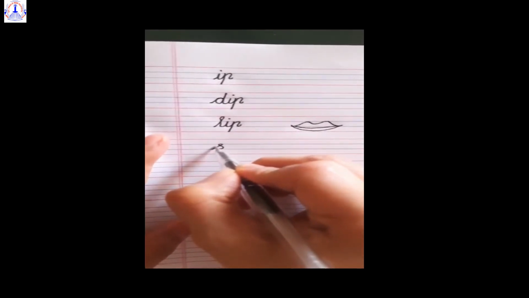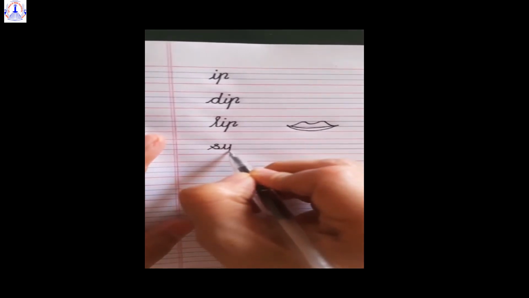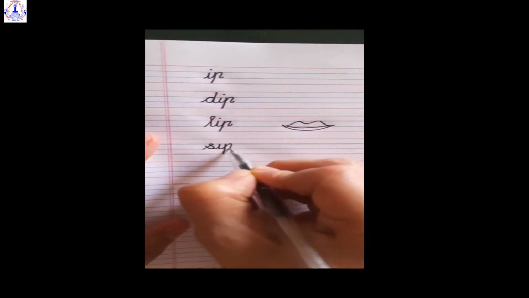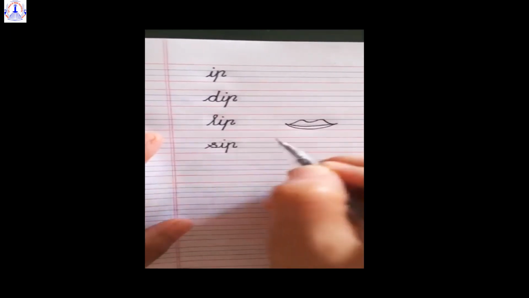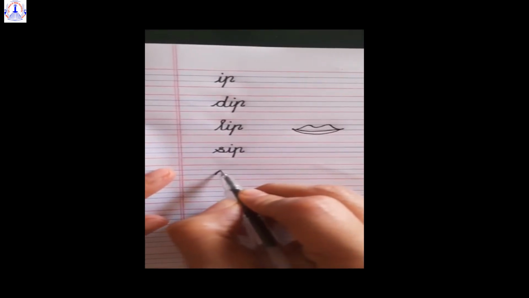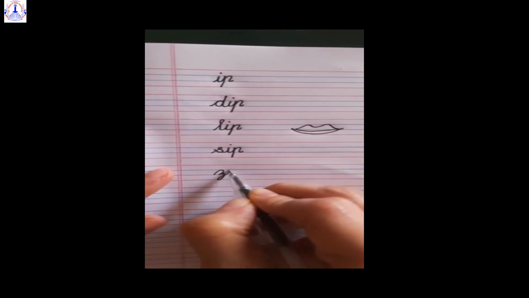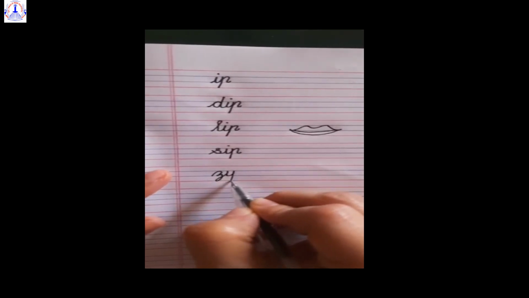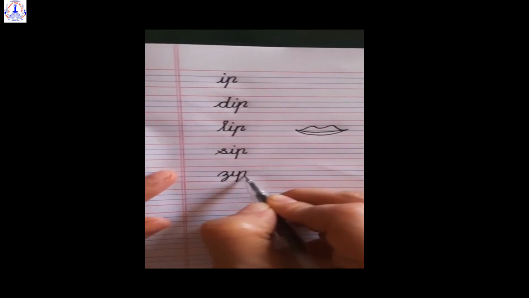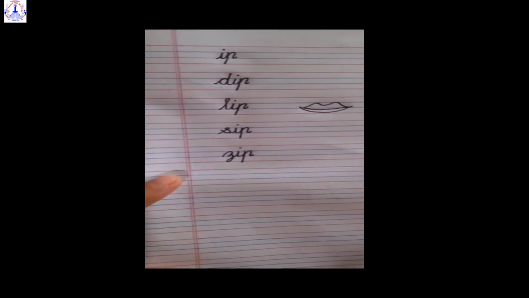Next word is cursive small s, join and write i, join and write p. S-I-P, sip. Now move to the next line and write cursive small z, join and write i, join and write p. Z-I-P, zip.